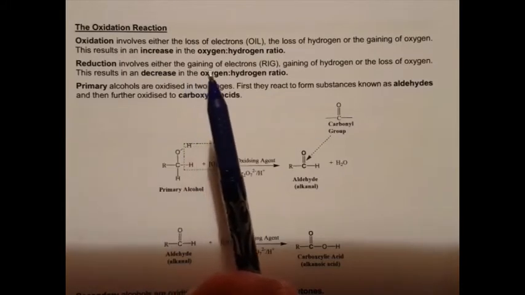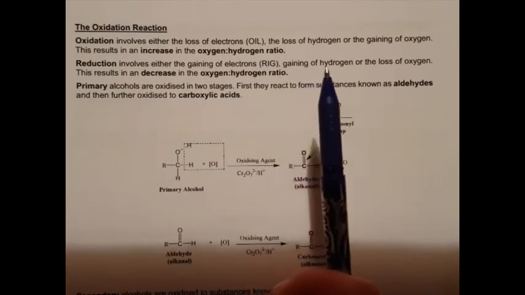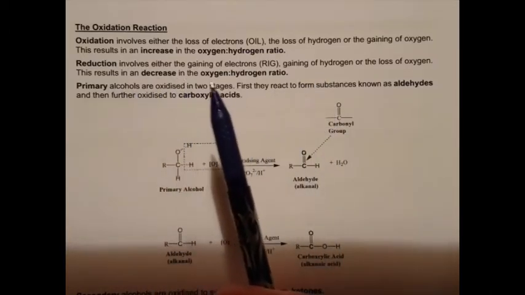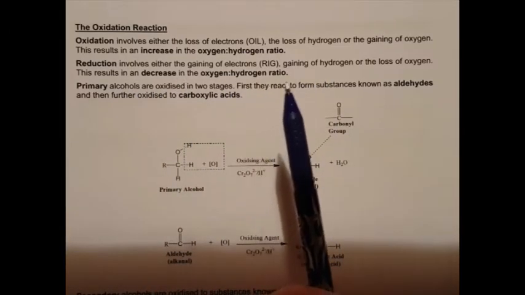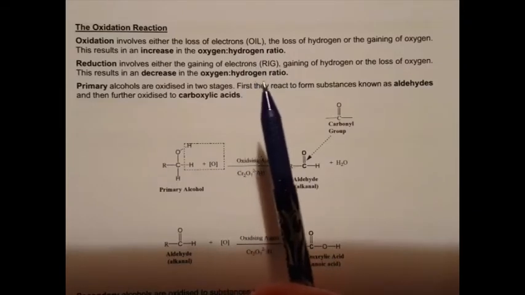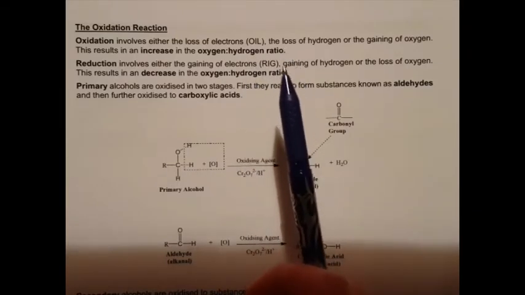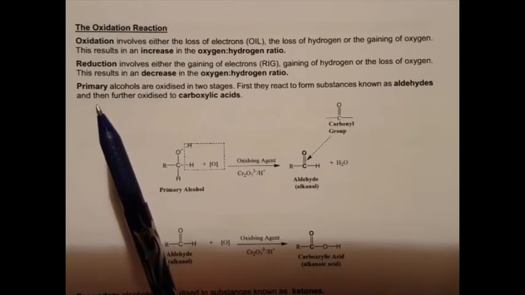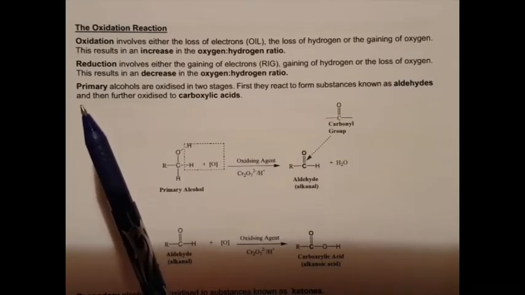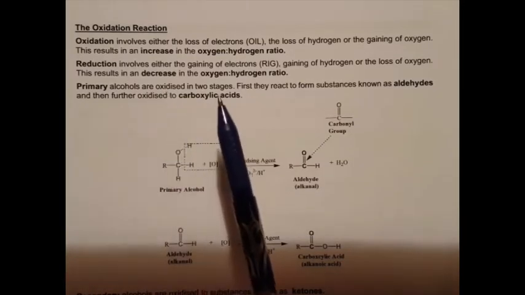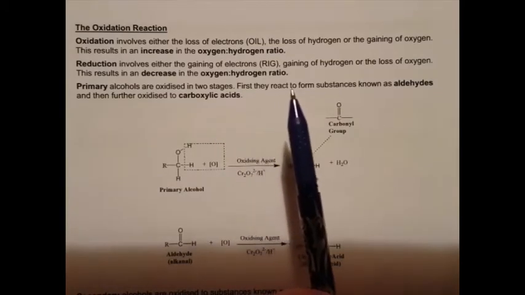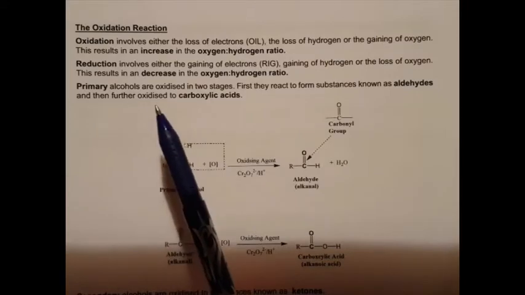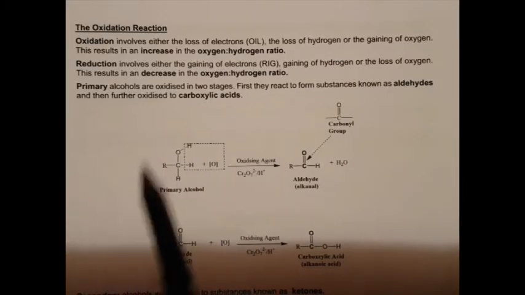Reduction involves gaining electrons, gaining of hydrogen, or the loss of oxygen, and this results in a decrease in the oxygen to hydrogen ratio. I would really recommend spending a little bit of time trying to come up with your own way to remember these 2 definitions. So first we're going to look at primary alcohols. Primary alcohols are oxidized in 2 stages. First, they react to form substances known as aldehydes, and then they are further oxidized to carboxylic acids, which we do know about.